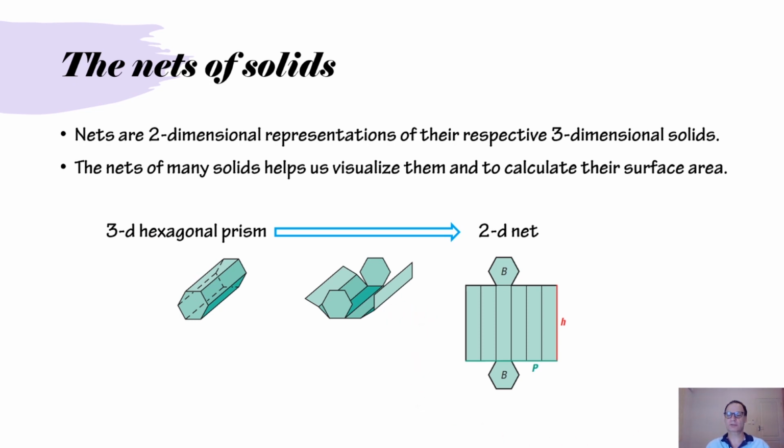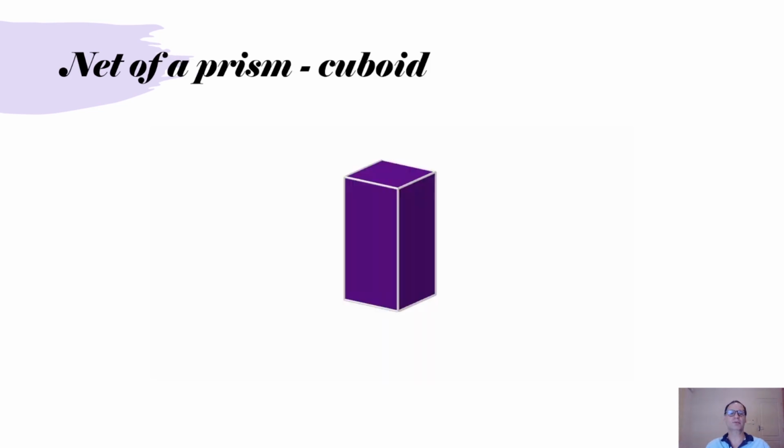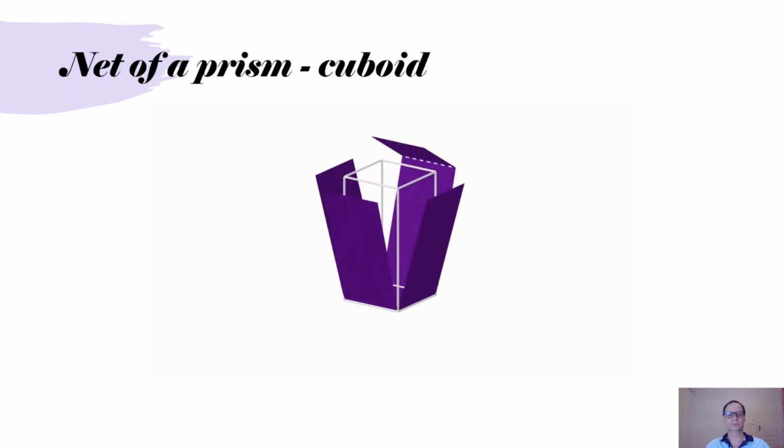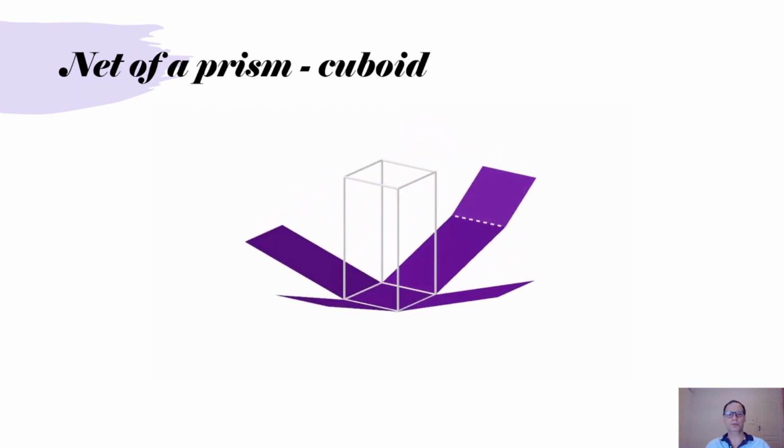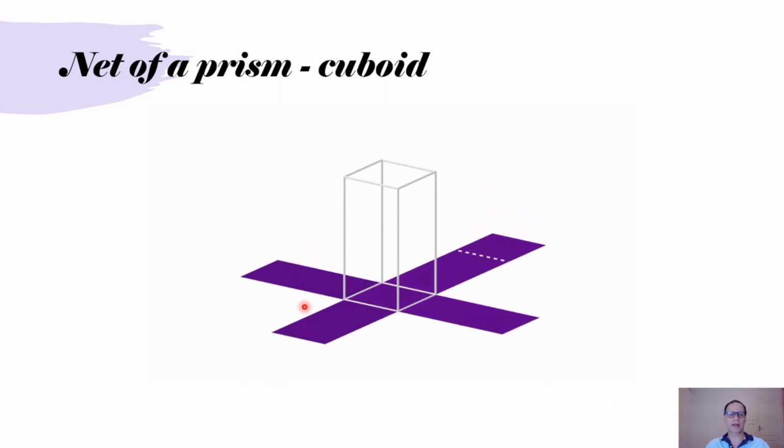We'll look at nets now. This is a net of a prism. It's a cuboid. Let's open it. It opens up and we find that we have 4 rectangles, quite long ones, and the base is a square and the top is a square.